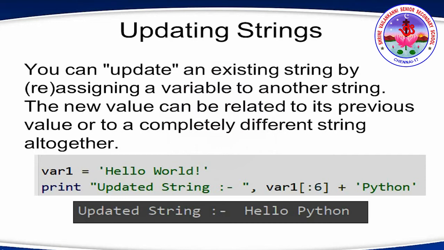Where 1 is equal to hello world, print updated string. Where 1 inside square brackets we give :6. So from the 6th character it is going to take a different value. That's why we are putting in a concatenation operator plus and then 'Python' within single quotes. So what happens when you execute this? Updated string: hello Python. So hello world is changed to hello Python because the sixth letter in hello world is W, which is replaced with Python. Just go through the code once.